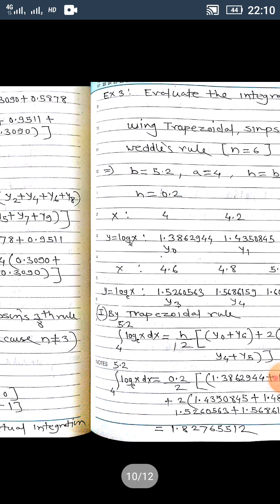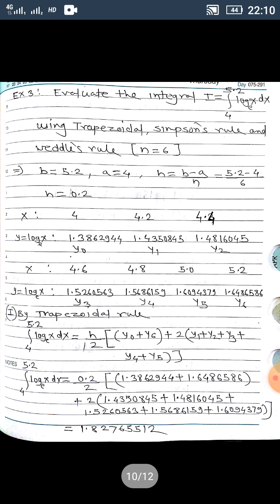Next, evaluate the integral I equal to 4 to 5.2 integration log x to the base e dx using trapezoidal, Simpson's rule and Weddle's rule. N is given here as 6. B is equal to 5.2, A is equal to 4. H is (B minus A) upon N. 5.2 minus 4 divided by 6, that is 1.2 divided by 6, that is 0.2. H is 0.2.